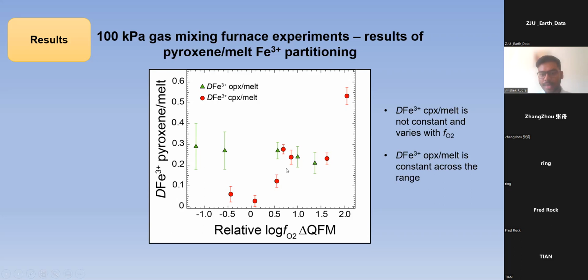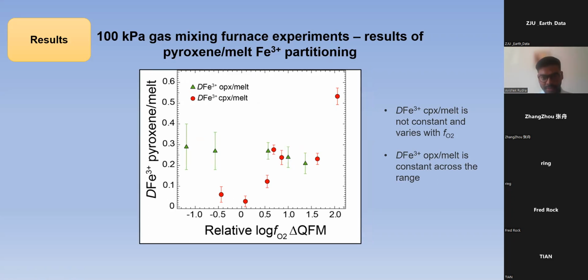For OPX, even though individual OPX ferric iron concentrations are increasing, the ferric iron partitioning coefficient between OPX and melt remains more or less constant across the FO2. So the take-home message from these experiments would be that we cannot assume a constant ferric iron partition coefficient between CPX and melt, but the OPX melt partition coefficient might be constant across the range of FO2. So this was the first step.